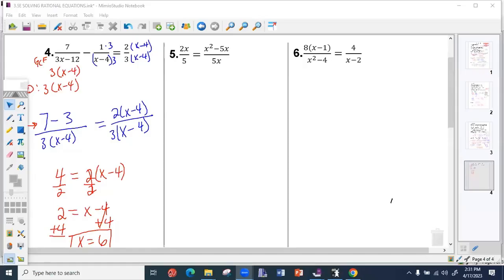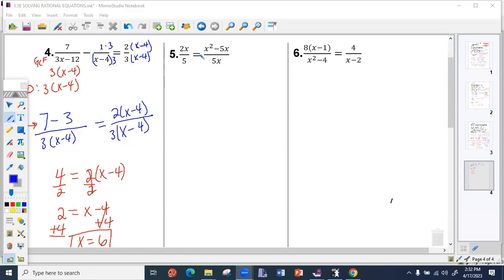All right, so we're going to continue 3.5E, part 3 of solving rational equations. So we're going to do this by hand, and then we're going to use the calculator to check and show why it's super important that you're checking your answers.